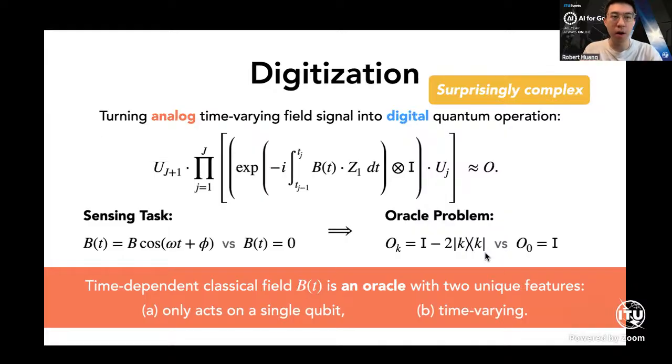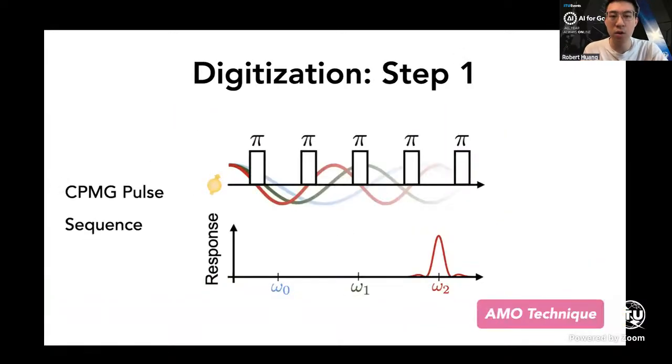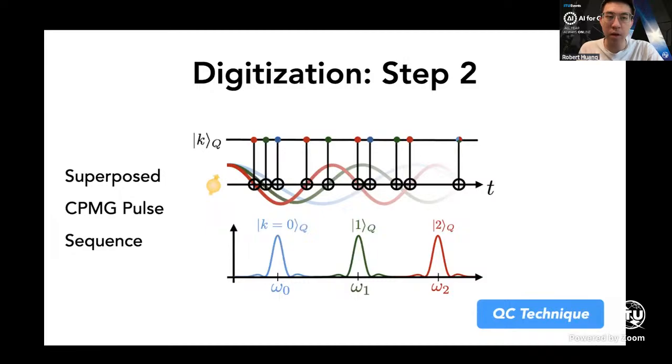Due to time, I will not be able to dive into the digitization too carefully, but I wanted to go through some of the basic ideas that we utilize. The first is that we're going to use the pi pulse ideas that I talked about. That is how people usually do AC sensing, so it's a very well-known AMO technique. But then we're going to combine it with this quantum computing idea, which is that we're going to have a quantum computer that sits on the side. And depending on the state of the quantum computer, we will run the CPMG sequence in superposition. So we're going to run a huge number of different frequencies in superposition, controlled by the quantum computer.